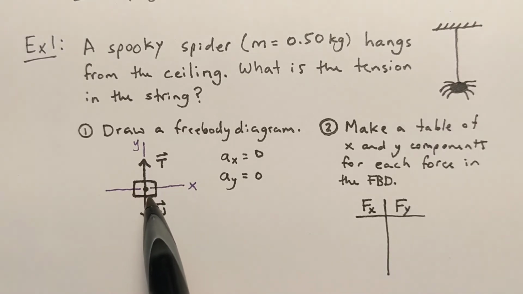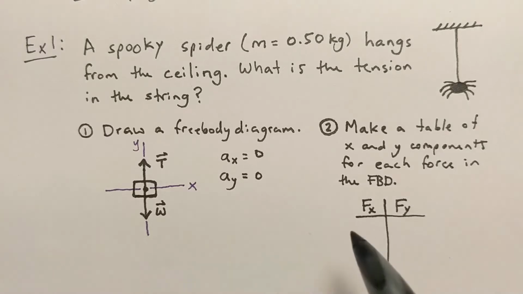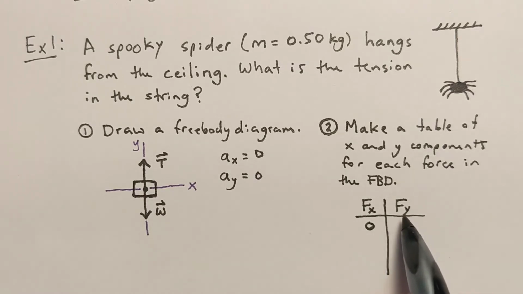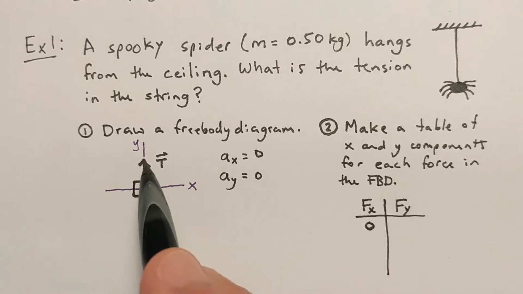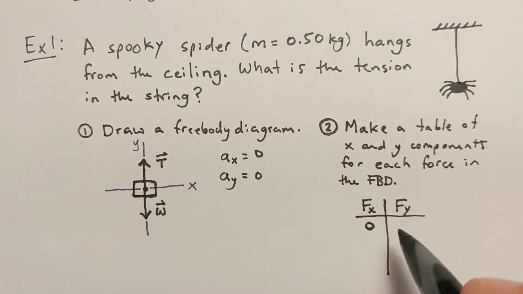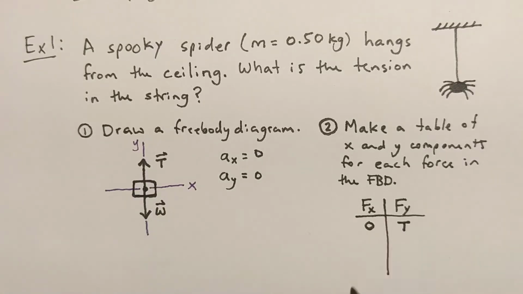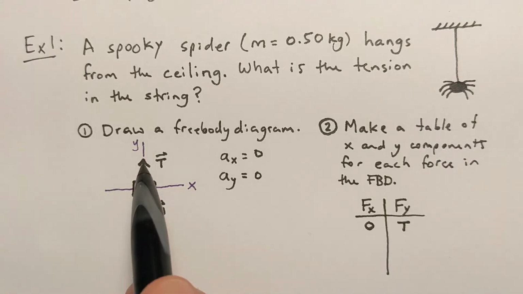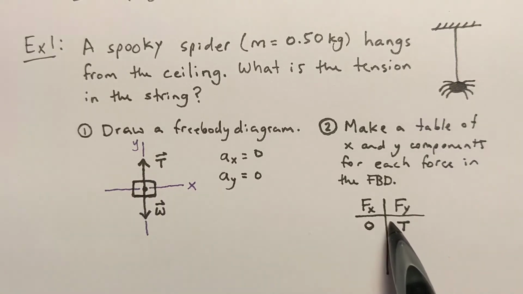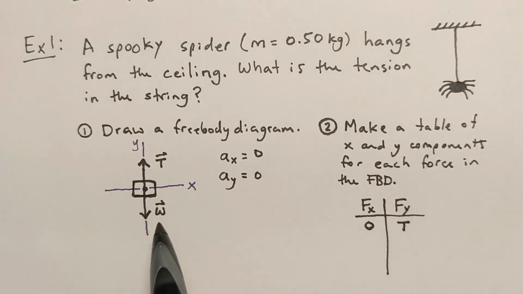Let's take a look at the tension. The tension points completely along the y direction. So it's not pointing in the x direction at all. It has no component along the x direction. And its y component is the entire magnitude of this vector. So we're going to write capital T for the y component of the tension. Next, I should check the sign on this tension component. Notice it's pointing along the positive y direction, so I should have a positive sign in front of my tension.